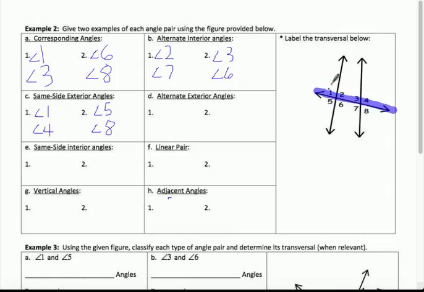Alternate exteriors have to be on opposite sides of the transversal and both exterior. So 1 and 8, and 5 and 4. And then same side interior have to be on the same side of the transversal and both interior. So 2 and 3, along with 6 and 7.